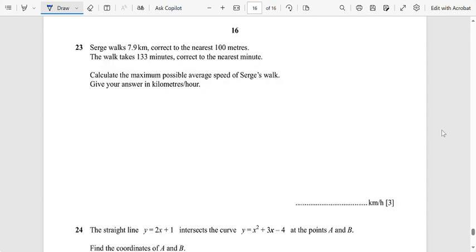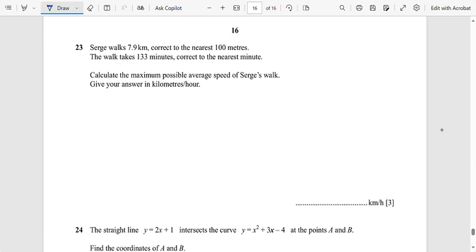In question 23, Sage walks 7.9 kilometers correct to the nearest 100 meters. The walk takes 133 minutes correct to the nearest minute. Calculate the maximum possible average speed of Sage's walk. Give your answer in kilometers per hour. So what we can do here is, this is a lower bound and upper bound problem.